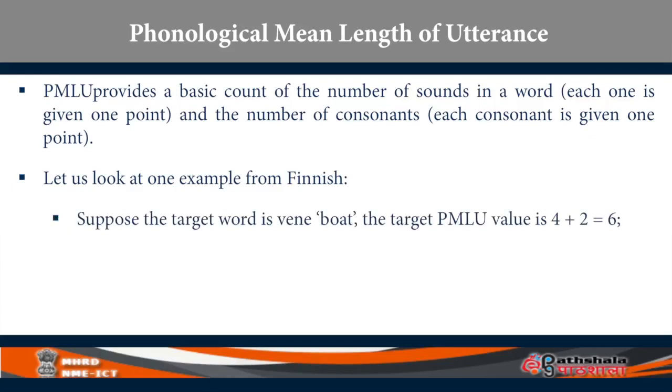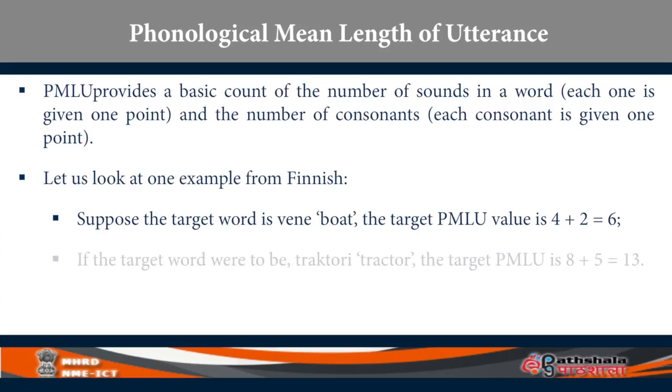I believe in Finnish, Vene means boat. Now, this is the correct adult target, Vene. In Vene, you see how many sounds are there? 4, right? V-E-N-E. So take 4, there are 4 different sounds. Then add consonants. How many consonants are there in Vene? V and N, 2. So Vene has a PMLU of 6, right?